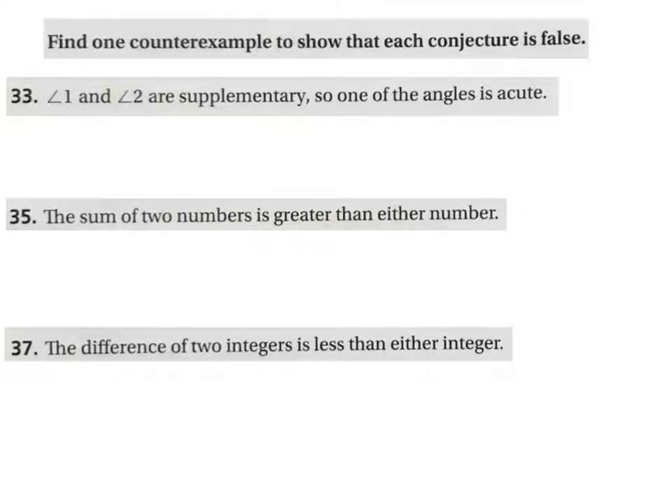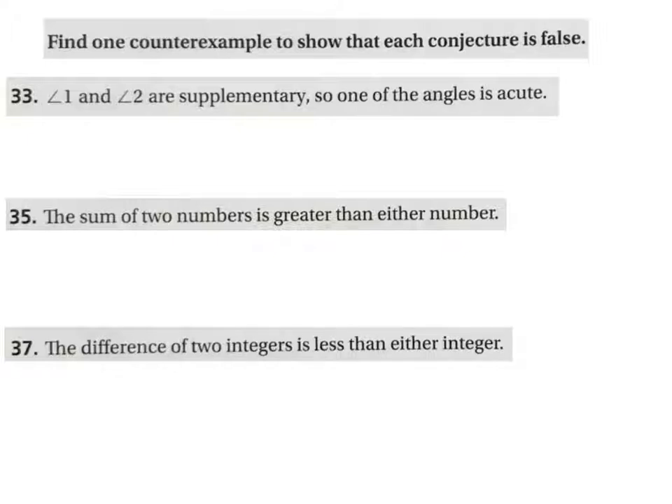You're finding a counterexample that shows that each conjecture is false. And I'm going to just tell you, you can go out on a limb here and say that if they're telling you to find a counterexample, then one exists. So don't give up on it and say, I don't think there is one, because they're kind of getting at, no, we're telling you there is one, you just got to find it.